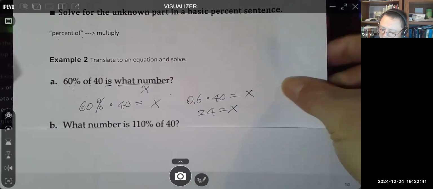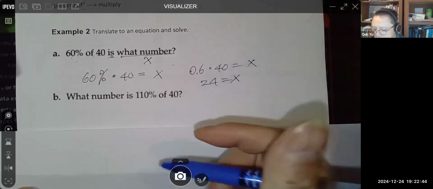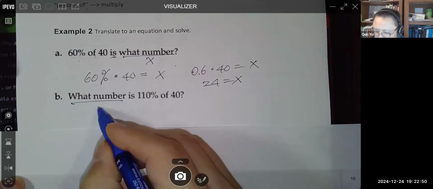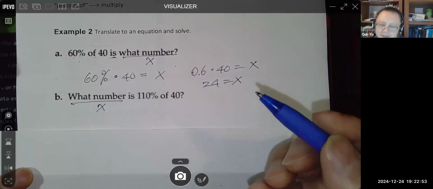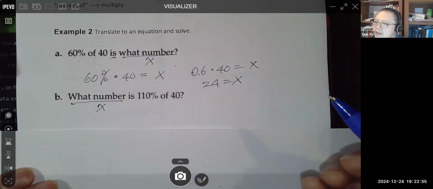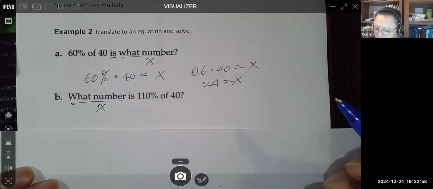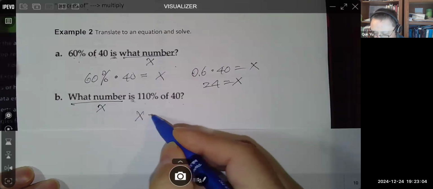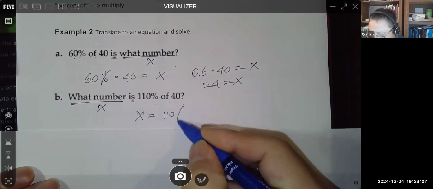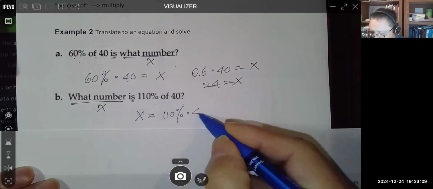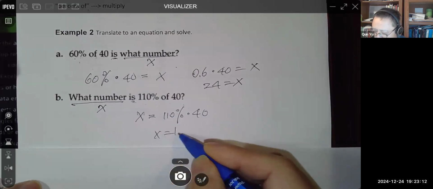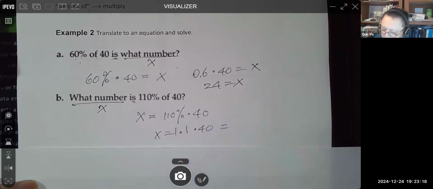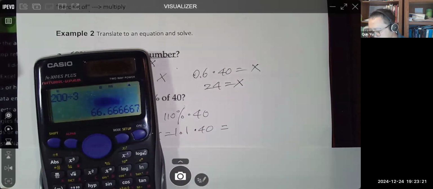Makes sense. Now B, what number is 110% of 40? So we're looking for this number. This is unknown, so label it as X. You can use any other variable, but in this video, we just use X. So X is 110% of 40. Percent of means multiply. So X equals 1.1, since 110% is 1.1, times 40.